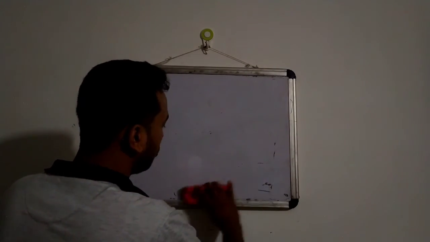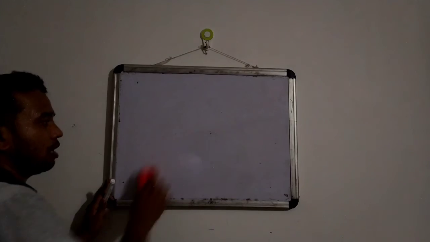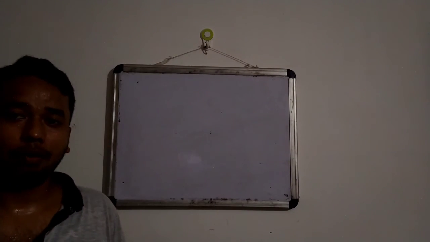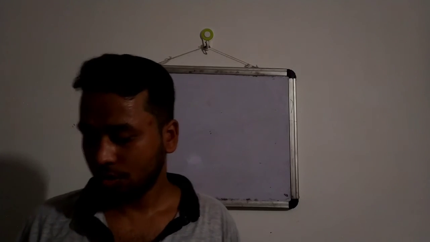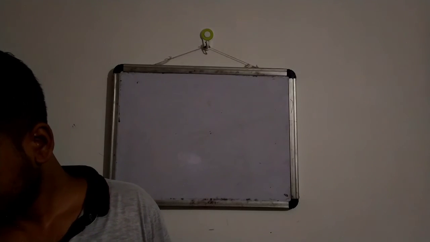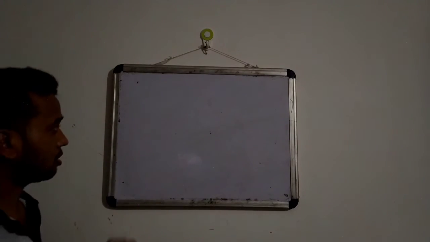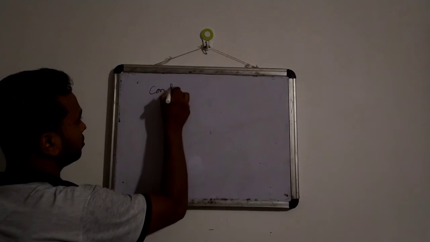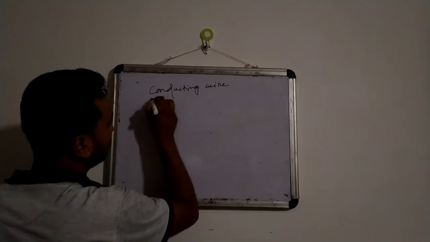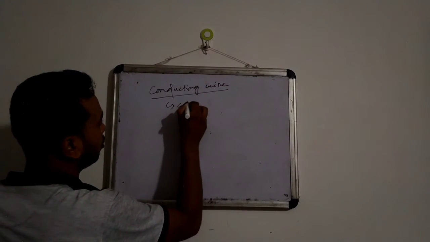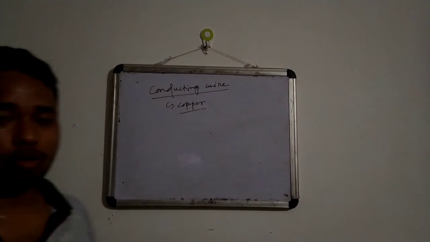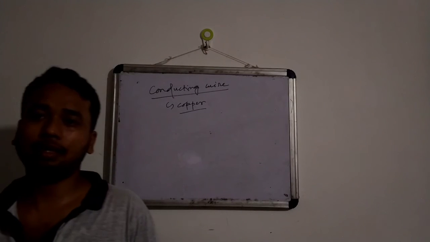So next component is bulb. I already discussed what is a bulb, what are the filaments, what is tungsten, so you can understand from there. So next is conducting wire. These are basically made up of copper, because through copper current can easily pass.